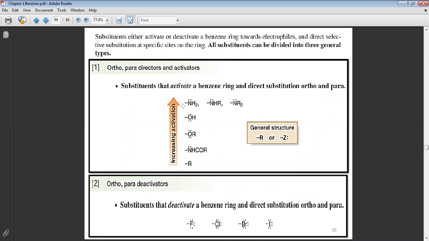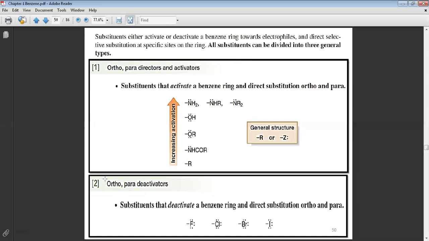Why by resonance? Because we have unshared pairs of electrons on the nitrogen and the oxygen atoms. Just the alkyl group is different, because there is no unshared pair of electrons; it acts by inductive effect. Partially positive, partially negative, polarizable, it can activate the benzene ring by inductive effect. Again, all these groups are ortho and para directors.